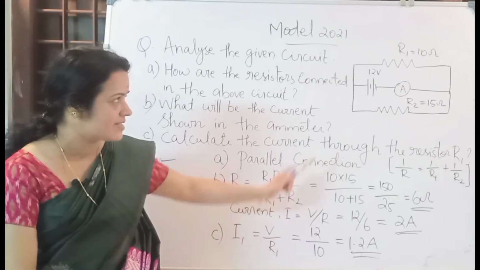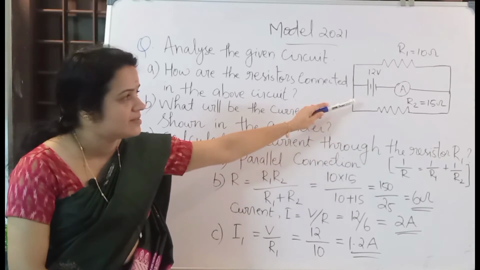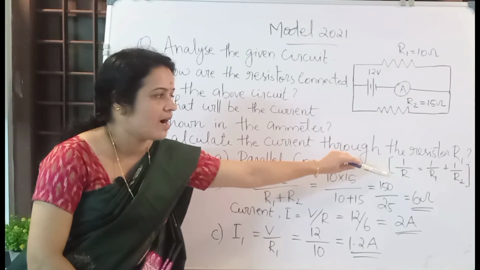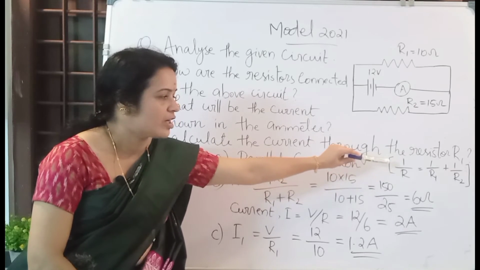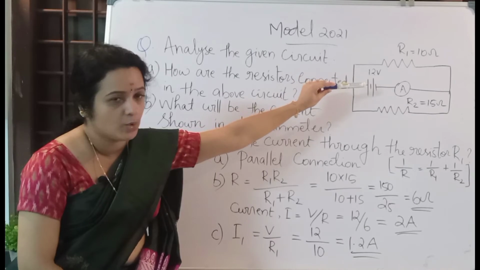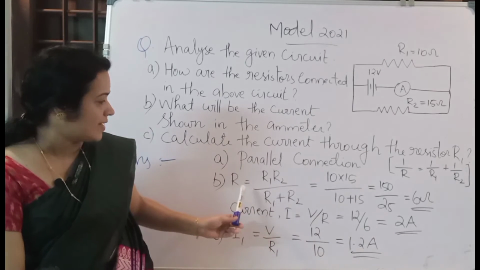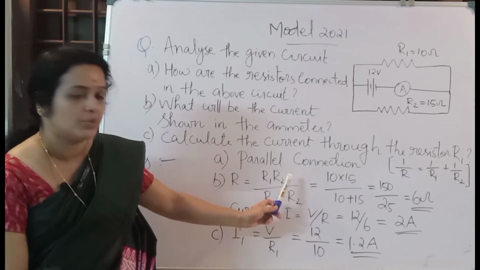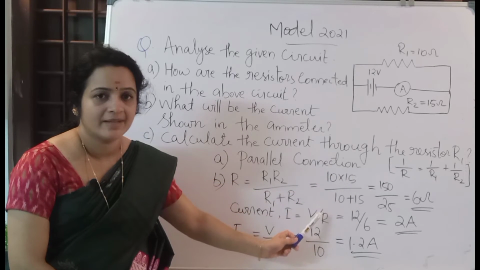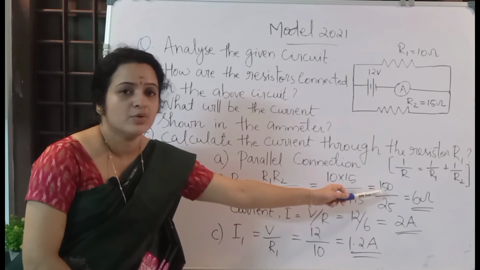So how will we find the resistance? Here this is a parallel combination, so we have to use 1 by R is equal to 1 by R1 plus 1 by R2. That will be the effective value. So R will be equal to R1 R2 divided by R1 plus R2. R1 is 10 ohm and R2 is 15 ohm. So R is equal to 10 into 15 divided by 10 plus 15, that is 150 by 25, which is equal to 6 ohm.